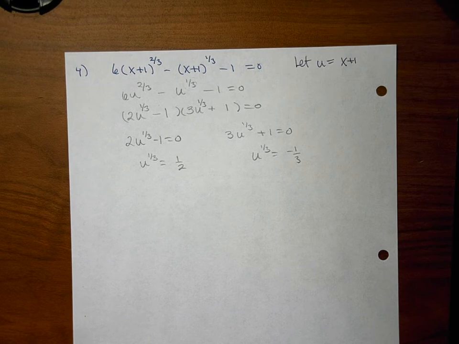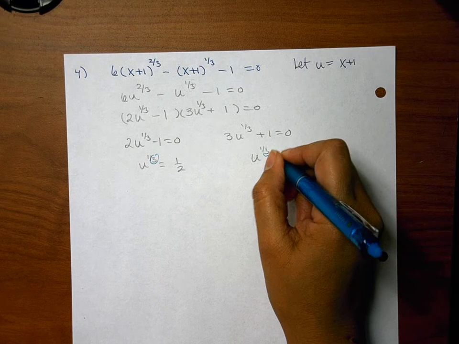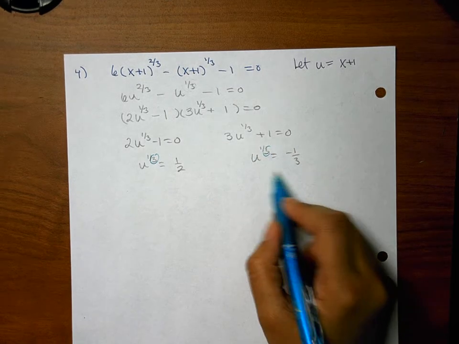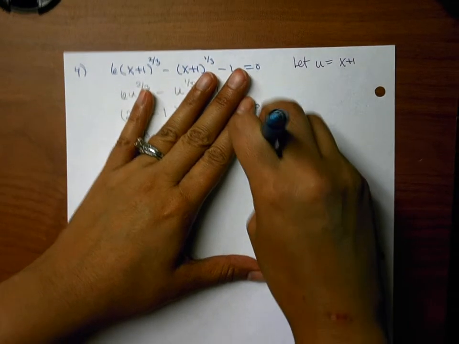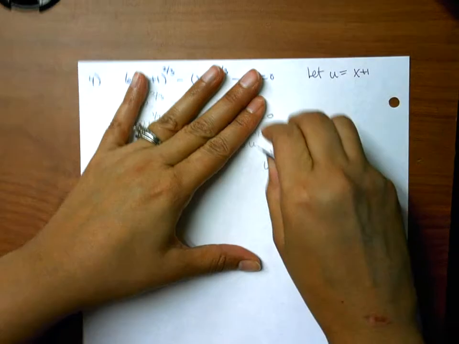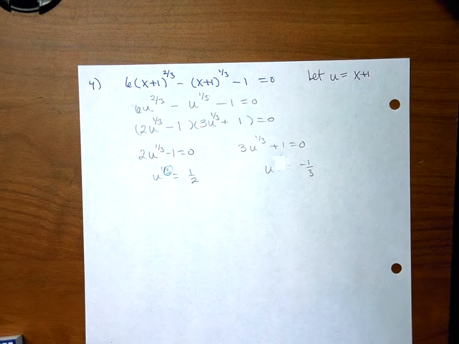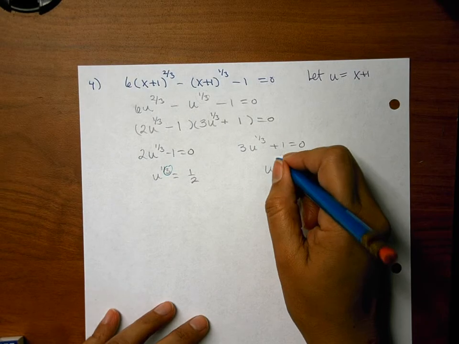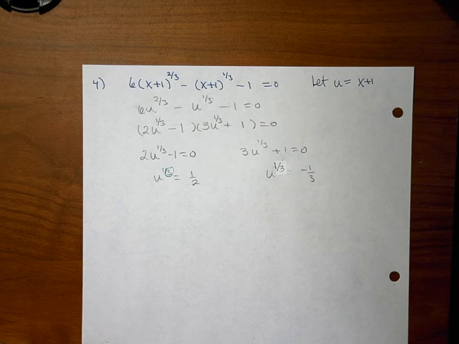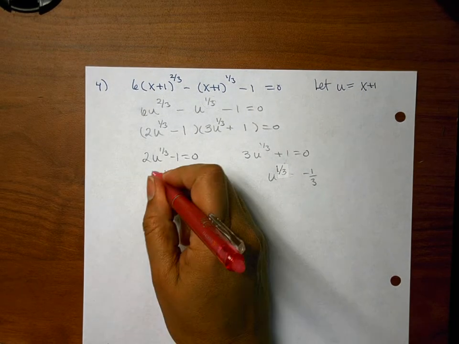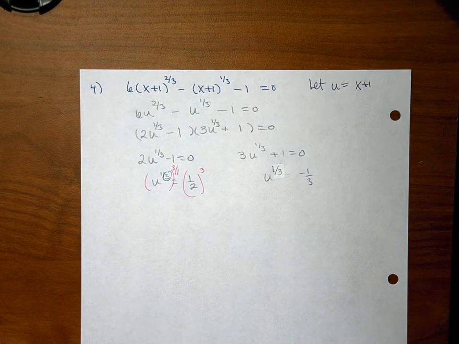U to the 1/3 equals -1/3. Now, please do not get this one mixed up with the last one. Can you see where these numbers down here are odd? So it is okay for it to be negative. You do not cross this one out saying no real solution. It is okay to have it equaling a negative when the denominator is a 3. So we don't have to worry about the negatives. We just go through and work them out.